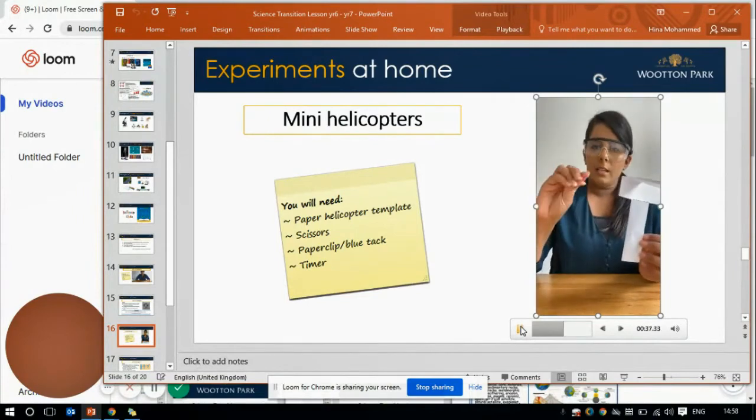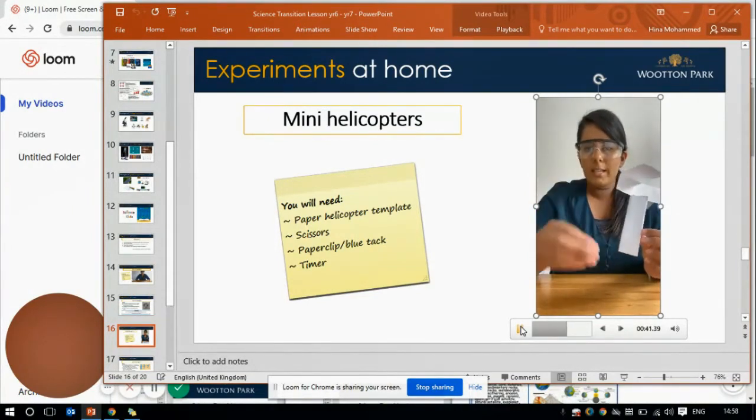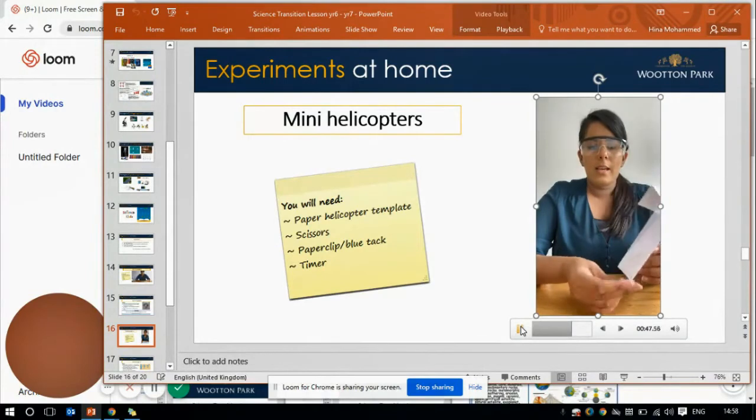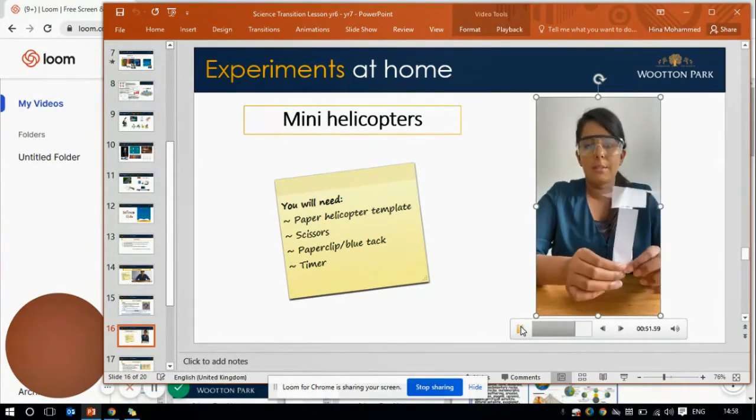Okay? To add a mass at the bottom of your helicopter, you can use glue tack. If you've got paper clips, that's even better. That's fine if you don't. I don't have paper clips. You just add it on, and then you can drop it from a certain height and observe what happens.